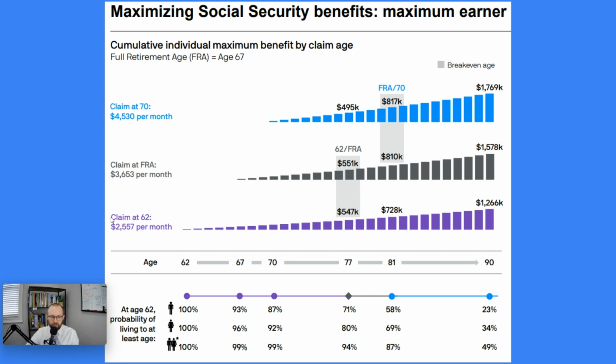So it's 77 and you pull at 62, by 77, you're getting about $547,000. By 77, if you pull at 67, you're getting 551,000 total dollars paid out to you. So that's the break even you need to live to in order to really make the most out of Social Security by waiting. Now, if you wait till 70, you need to live into your 80s. At that point, you need to live into your early 80s to really get the most out of Social Security.